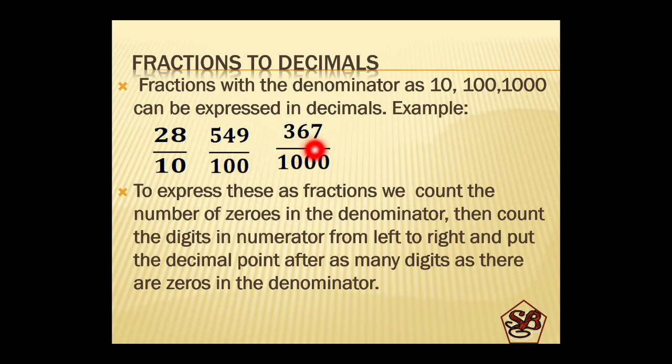Next, 367 by 1000. 1000 has 3 zeros in it. So we put the decimal point after 1, 2 and 3 digits. That is before 3. So there is no number before 3. We put a 0 then. So the answers will be 2.8, 5.9, 0.367, or as we read them, 2 and 8 tenths, 5 and 49 hundredths, 0 and 367 thousandths.